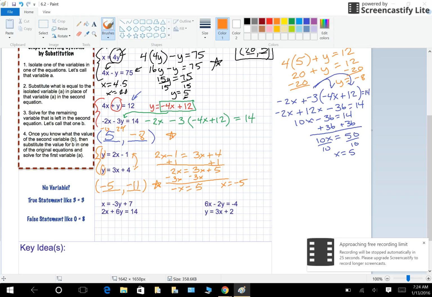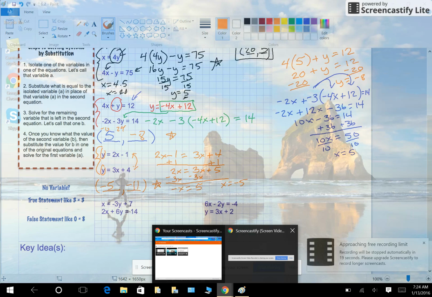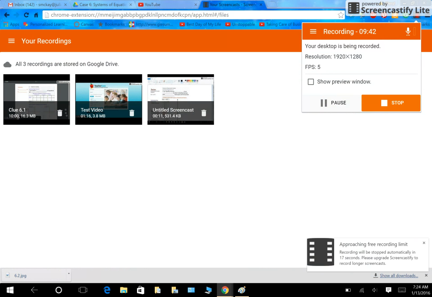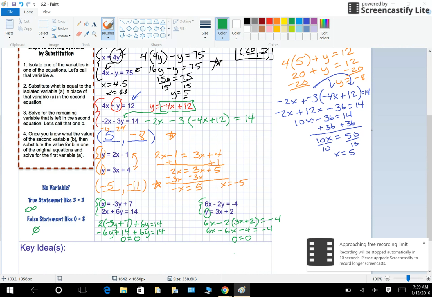All right, now what we need to do is these next two, and I'm going to have you do those on your own. Isolate a variable. It's already isolated for you. See if you can solve it. Once you're done, you may have found that you came up with 0 equals 0, which means there's no variable. So come back and we'll talk about this.